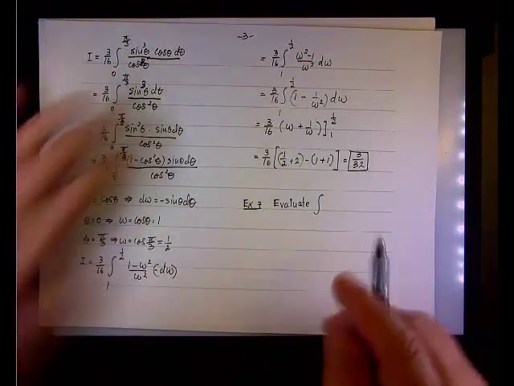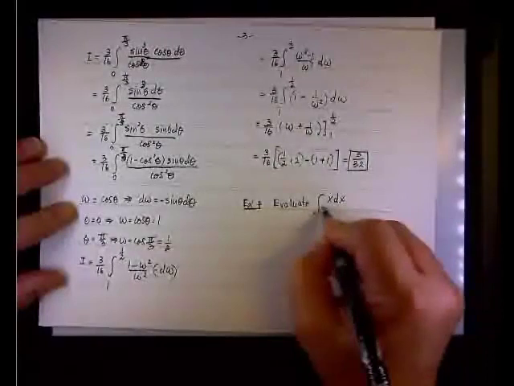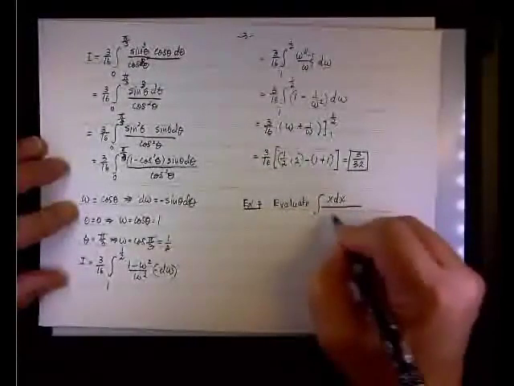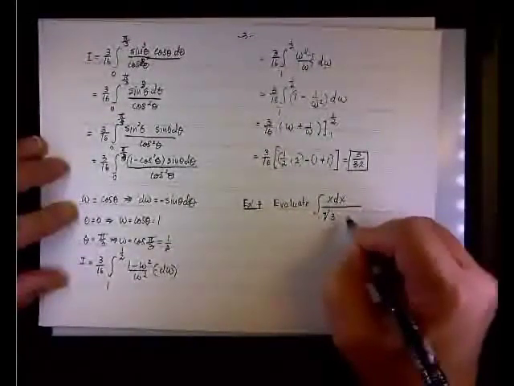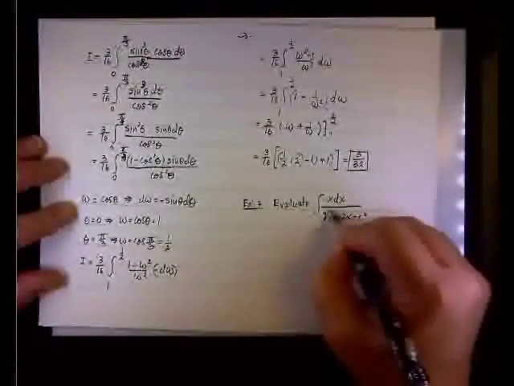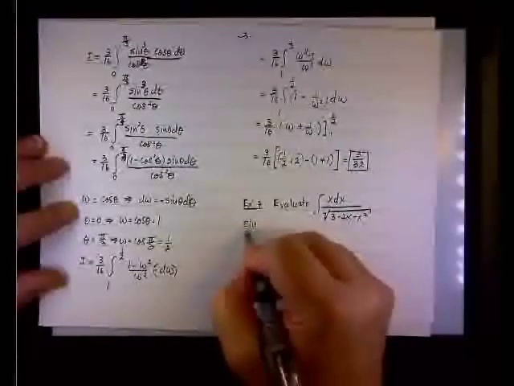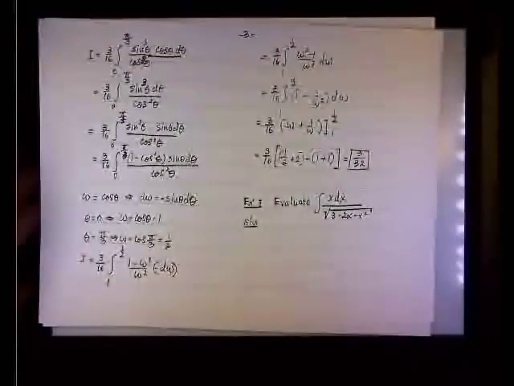Example 7, let's evaluate the integral of x dx over the square root of 3 minus 2x minus x squared, like so. So we are looking at this solution.